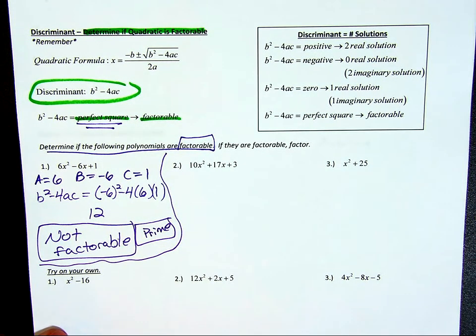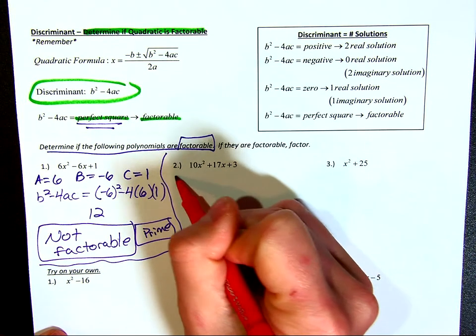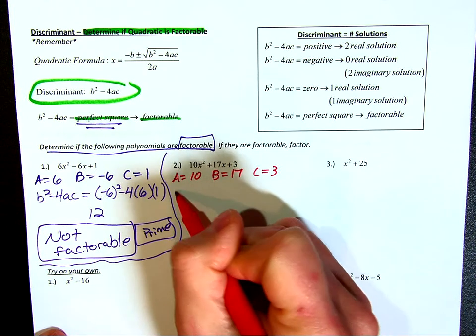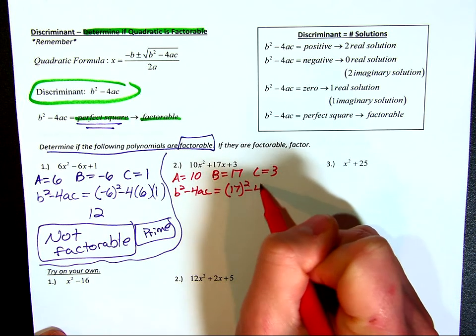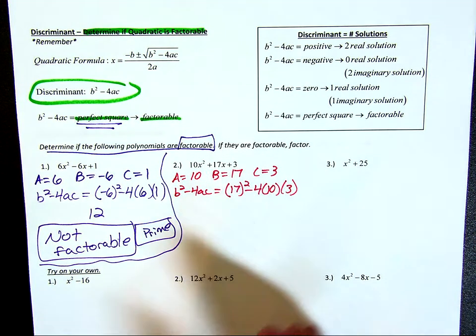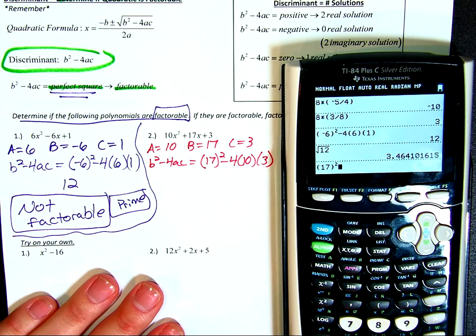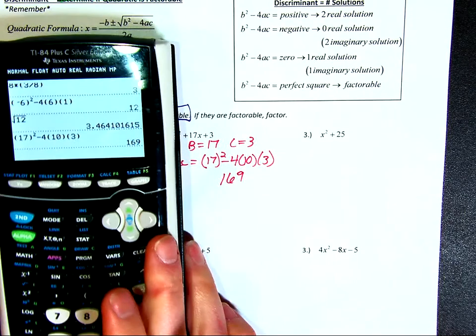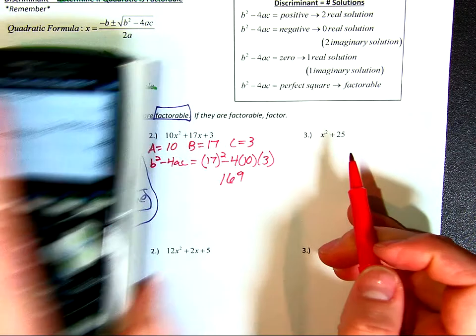So let's do the next one as well. Determine if it's factorable. So there is no equal to anything, so we can just list out my a is 10, my b is 17, my c is a number by itself, 3. b squared minus 4ac: the b is 17 squared minus 4 times a is 10 times c is 3. So we're going to go ahead and type that in our calculator. 17 squared minus 4 times 10 times 3 is 169. So if we can square root that, then it is factorable. So the square root of 169, we get an even number, 13, so this one actually is factorable.